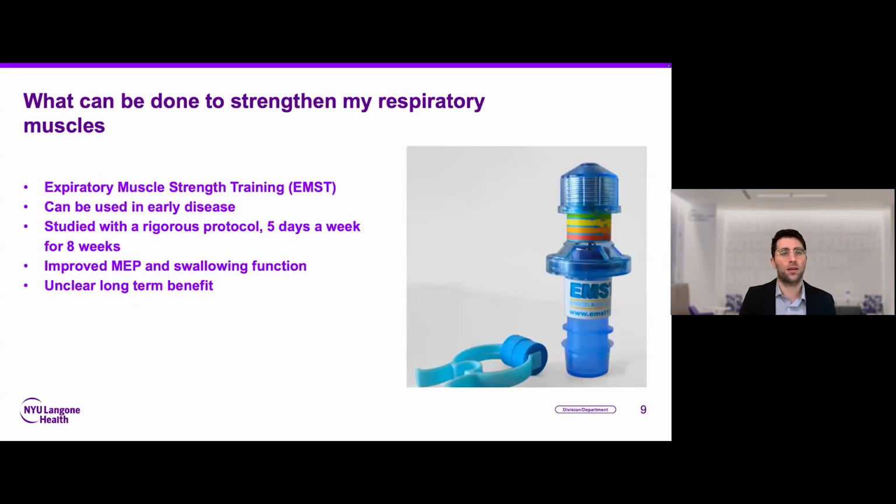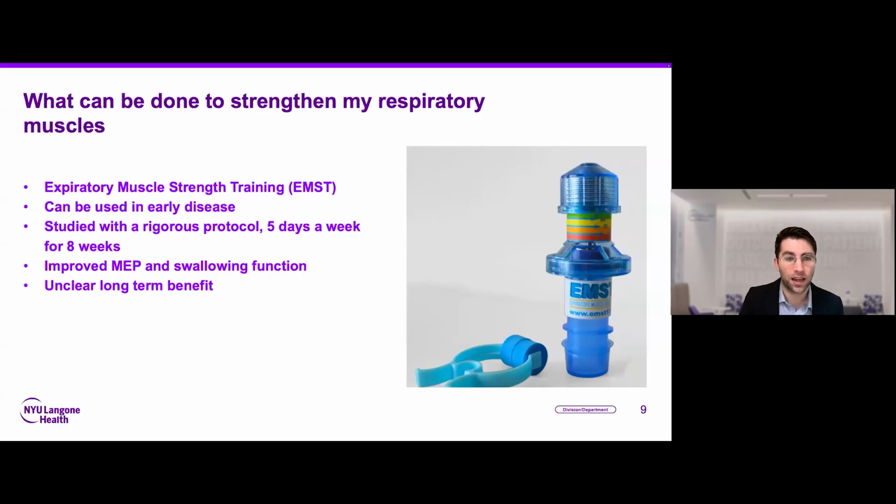Okay. One question that comes up frequently is, is there anything that can be done to strengthen my respiratory muscles? So this has been studied in several small trials. They've done both testing trials of the inspiratory muscle training and expiratory muscle strength training. And there was a study from several years ago that looked at expiratory muscle strength training using a device like you see here. And that was used in early disease, so patients with overall relatively preserved lung function still.